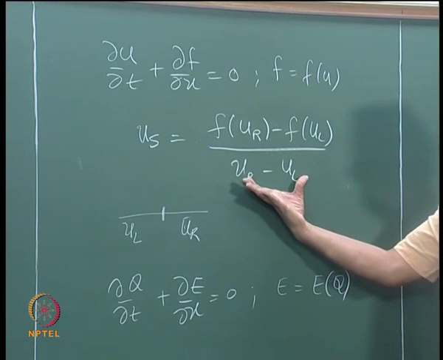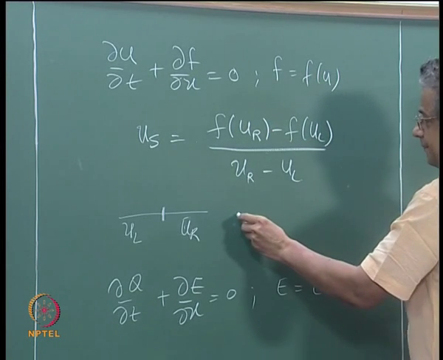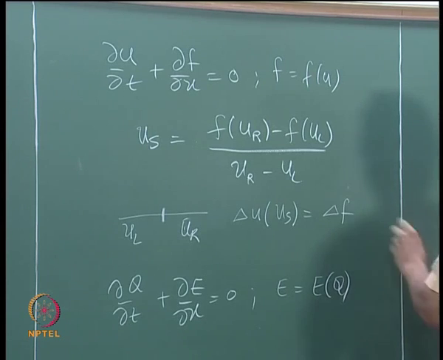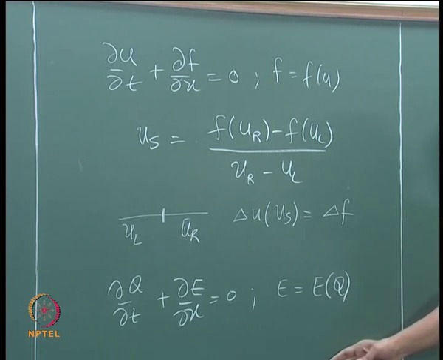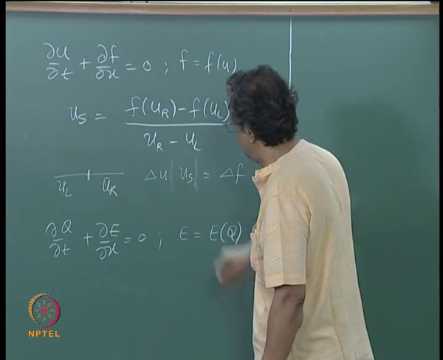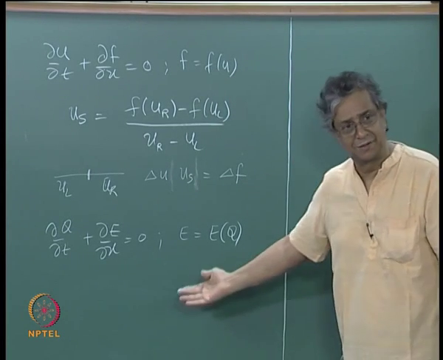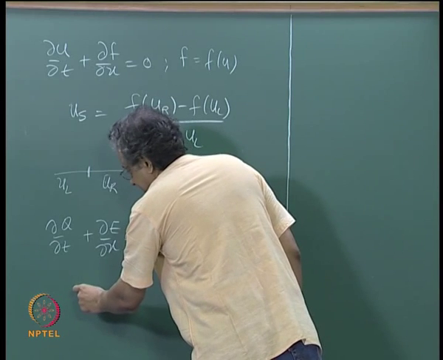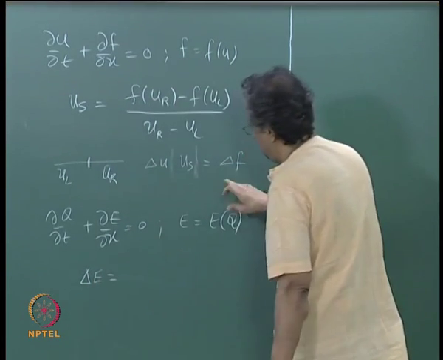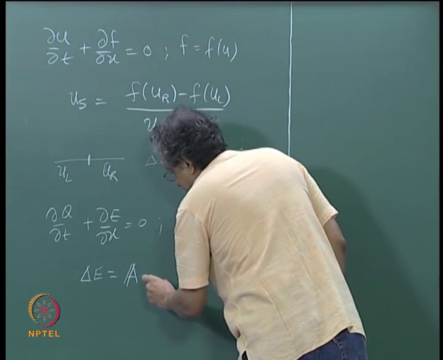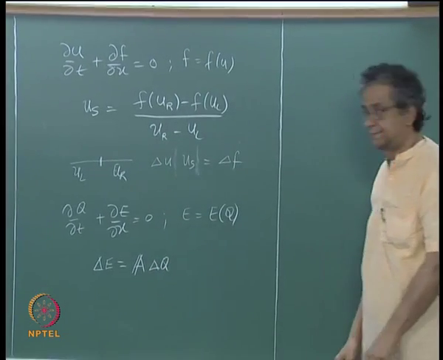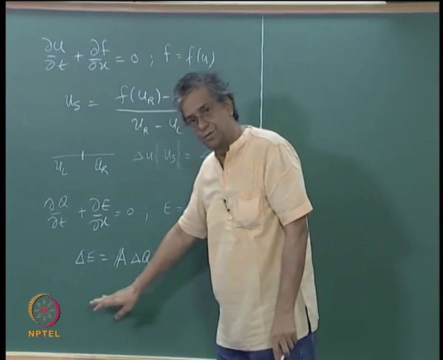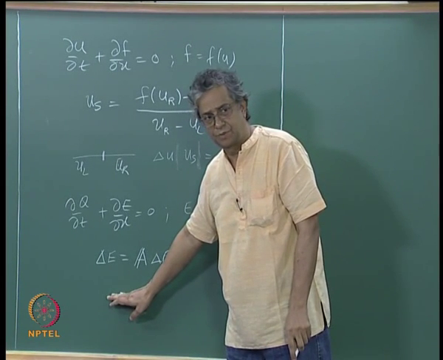If you look at this, what we are basically saying here is delta u times us equals delta f, and we write an identical equation here, delta u times us equals delta f. There are different ways to approach this; yesterday I gave one kind of motivation. So you can just write delta e, equivalent to delta f, is some A times delta q. Is that fine? We want to find out what the entries in A are.